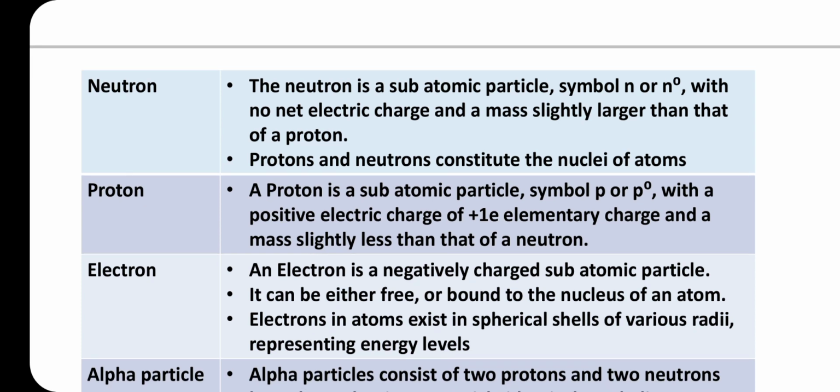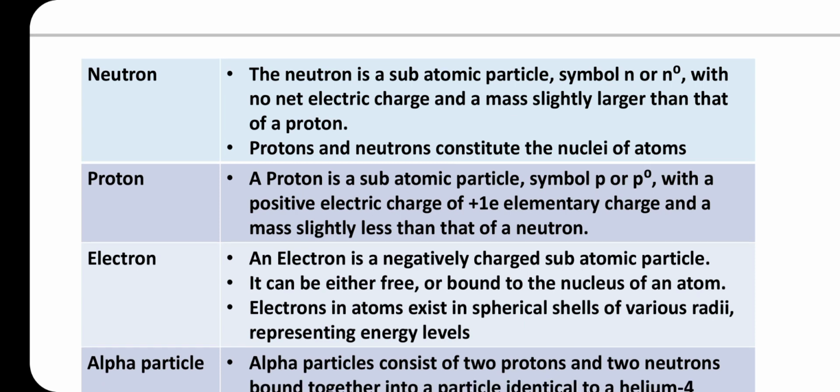Neutron. The neutron is a subatomic particle, symbol N or N degree, with no net electric charge and a mass slightly larger than that of a proton. Protons and neutrons constitute the nuclei of atoms. Proton. A proton is a subatomic particle, symbol P or P degree, with a positive electric charge of plus 1 elementary charge and a mass slightly less than that of a neutron.